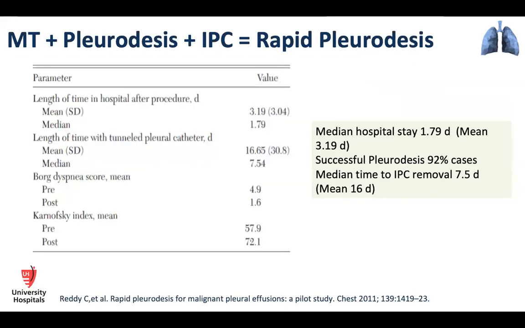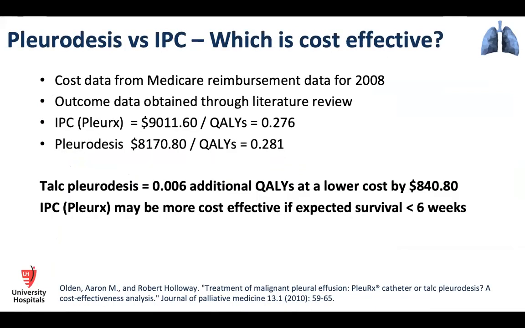Median hospital stay with this approach is about 1.7 days compared to 3 to 4 days with a standard thoracoscopic approach. And successful pleurodesis happens in 92% of cases, which is a really worthy outcome. When we talk about cost, this is data from Medicare reimbursement. We always have to be fiscally responsible when we think about what interventions are going to be offered to patients. So when we use talc pleurodesis, the cost is significantly lower by about $840.